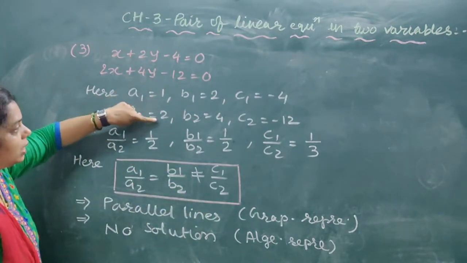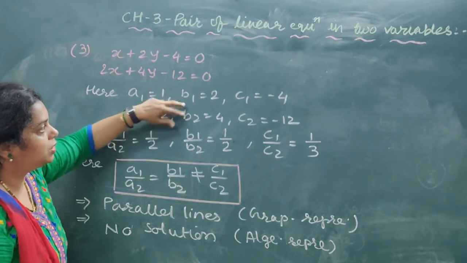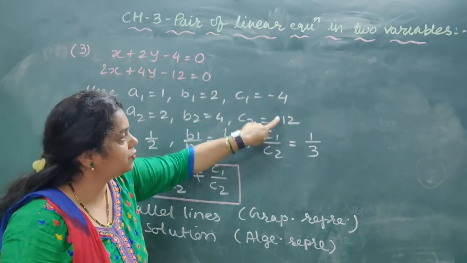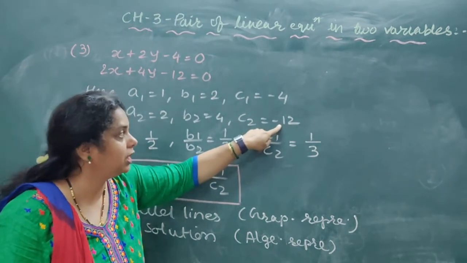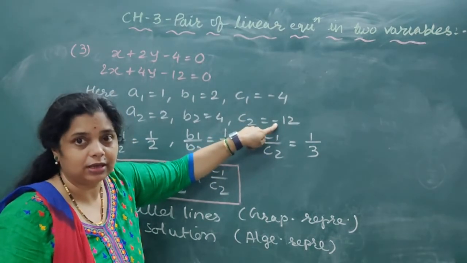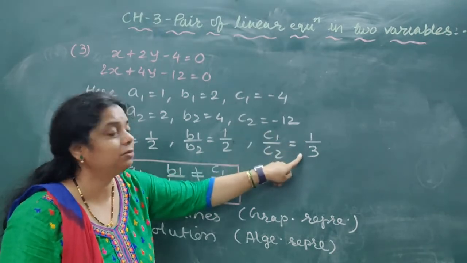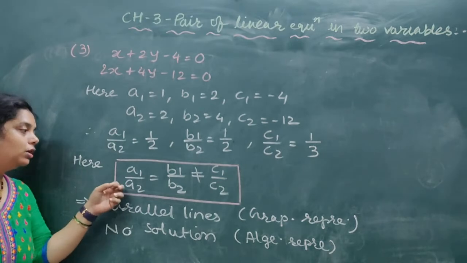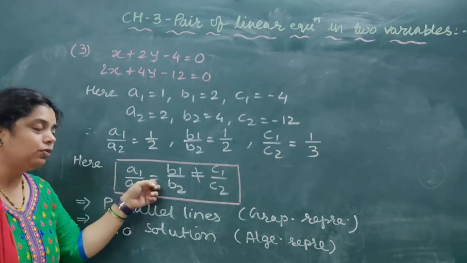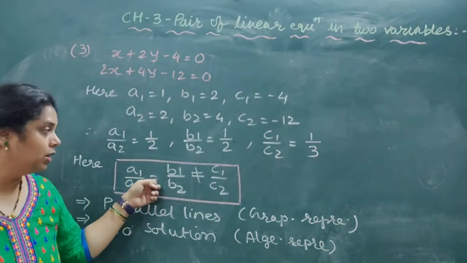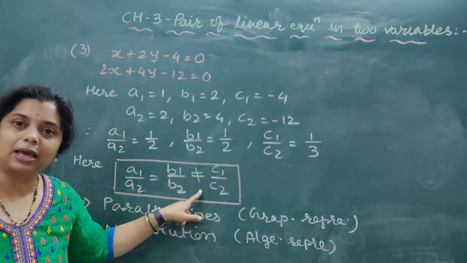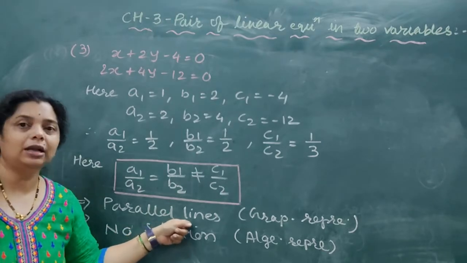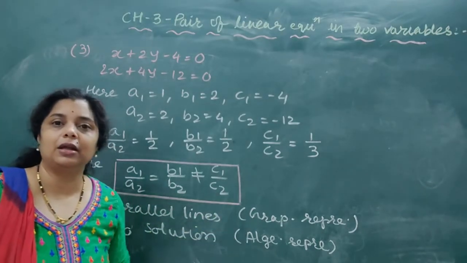a1 by a2 is 1 by 2. b1 by b2, 2 by 4, means again 1 by 2. c1 by c2, minus 4 by minus 12. So after cancelling out the common factor, I got c1 by c2 is 1 by 3. So here in this case, we got that a1 by a2 is equal to b1 by b2, but it is not equal to c1 by c2. And in such cases, we get parallel lines. Graphically, we get parallel lines.